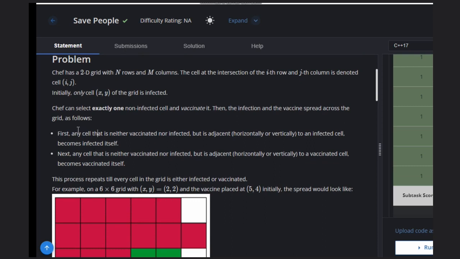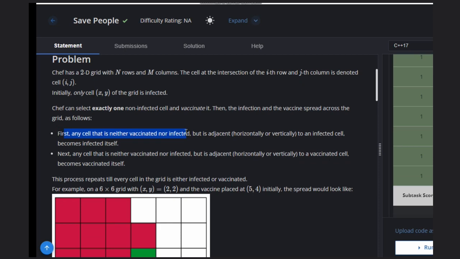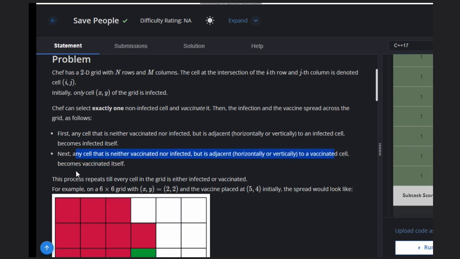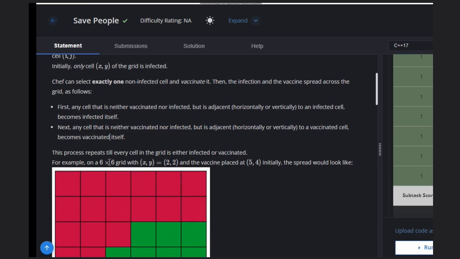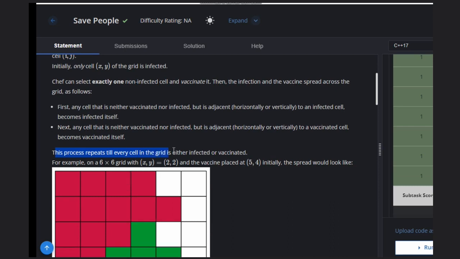How will it spread? First, any cell that is neither vaccinated nor infected, but is adjacent horizontally or vertically to an infected cell, becomes infected itself. Or any cell that is neither vaccinated nor infected, but is adjacent to a vaccinated cell, becomes vaccinated itself. Okay. So this process repeats till every cell in the grid is either vaccinated or infected.